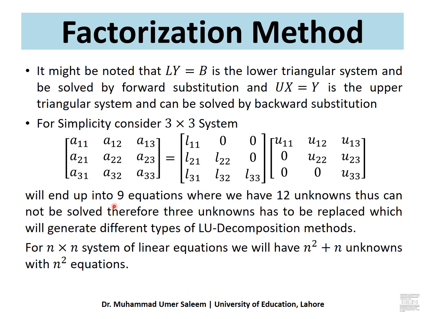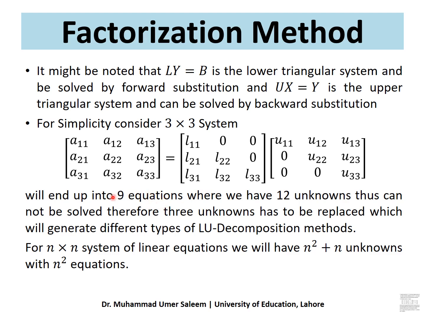So this will end up in 9 equations. Since we have a 3 by 3 system, we have 9 terms this side, and when we multiply these two, we'll also get 9 terms here. By equating each term, we will get 9 equations. Whereas if you look on the right hand side, we have 6 unknowns here and 6 unknowns here. So in total we have 12 unknowns but 9 equations. So it is impossible to find 12 unknown values from 9 equations.